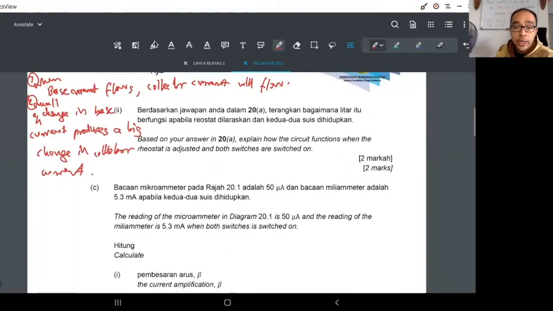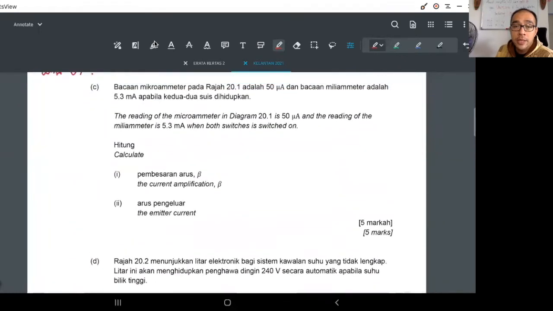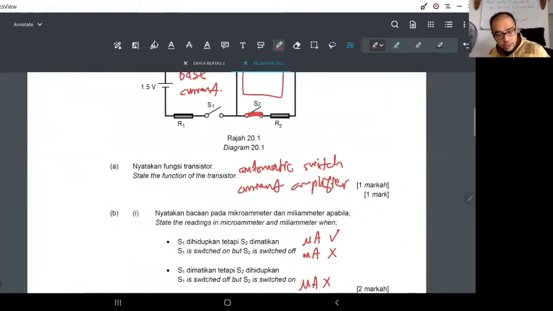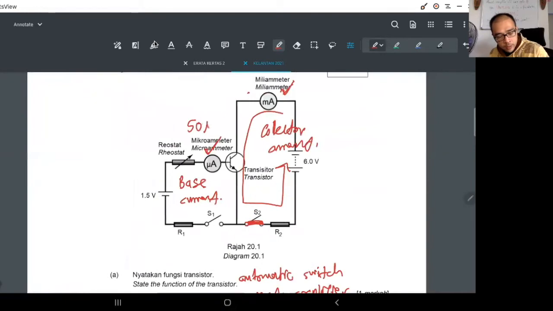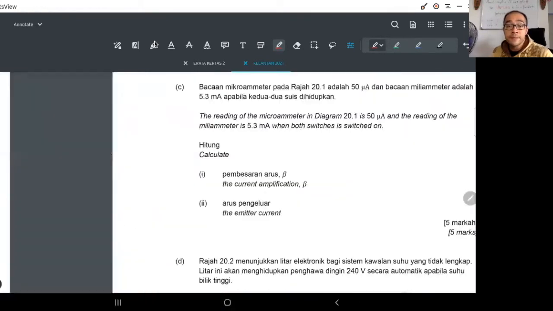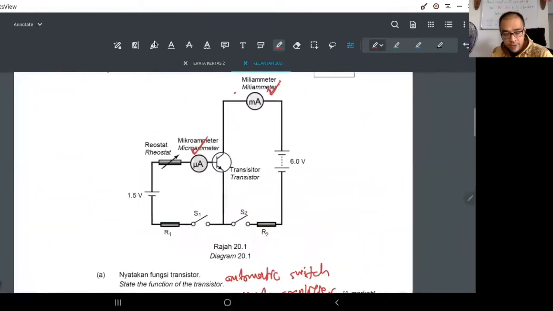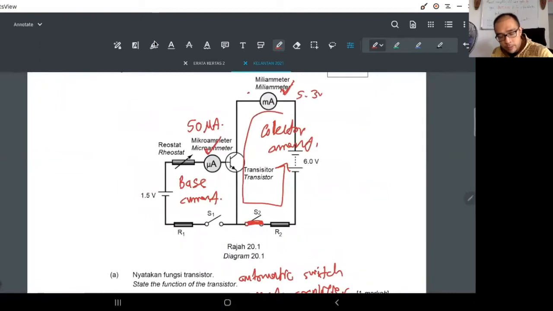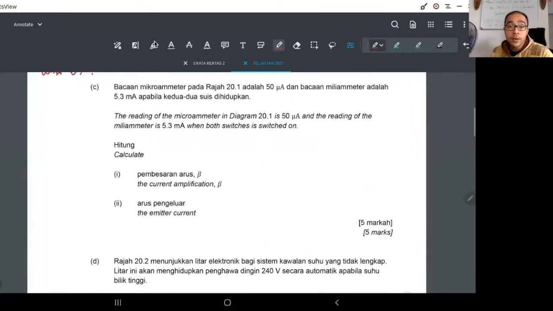The reading of the microammeter is 50 microamps. I'm going to put it here. And the reading of the milliammeter is 5.3 milliamps when both switches are turned on. Now calculate the current amplification. Current amplification, beta, I don't know why it's called beta, is IC over IB. This is very standard.